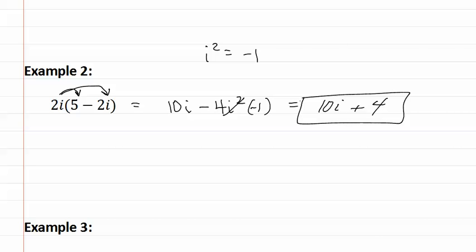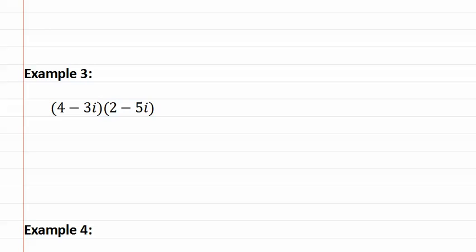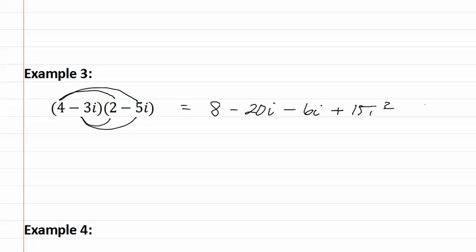Let's look at another example. Here is example 3. Just like with variables, we can FOIL. So let's do the first times the first is 8. The outer is negative 20i. The inner is negative 6i. And the lasts are positive 15i squared.